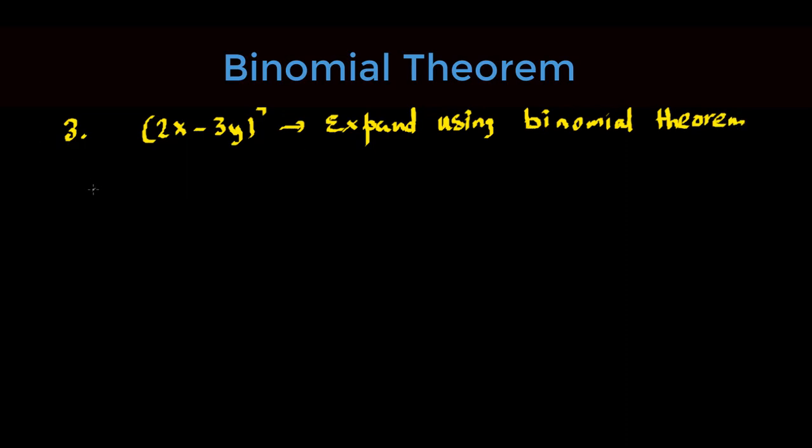First things first, we know here that n value is 4, so our number of terms. So what will be the number of terms? Simply 4 plus 1, which is 5, so there should be 5 terms. Here we're going to represent 2x.